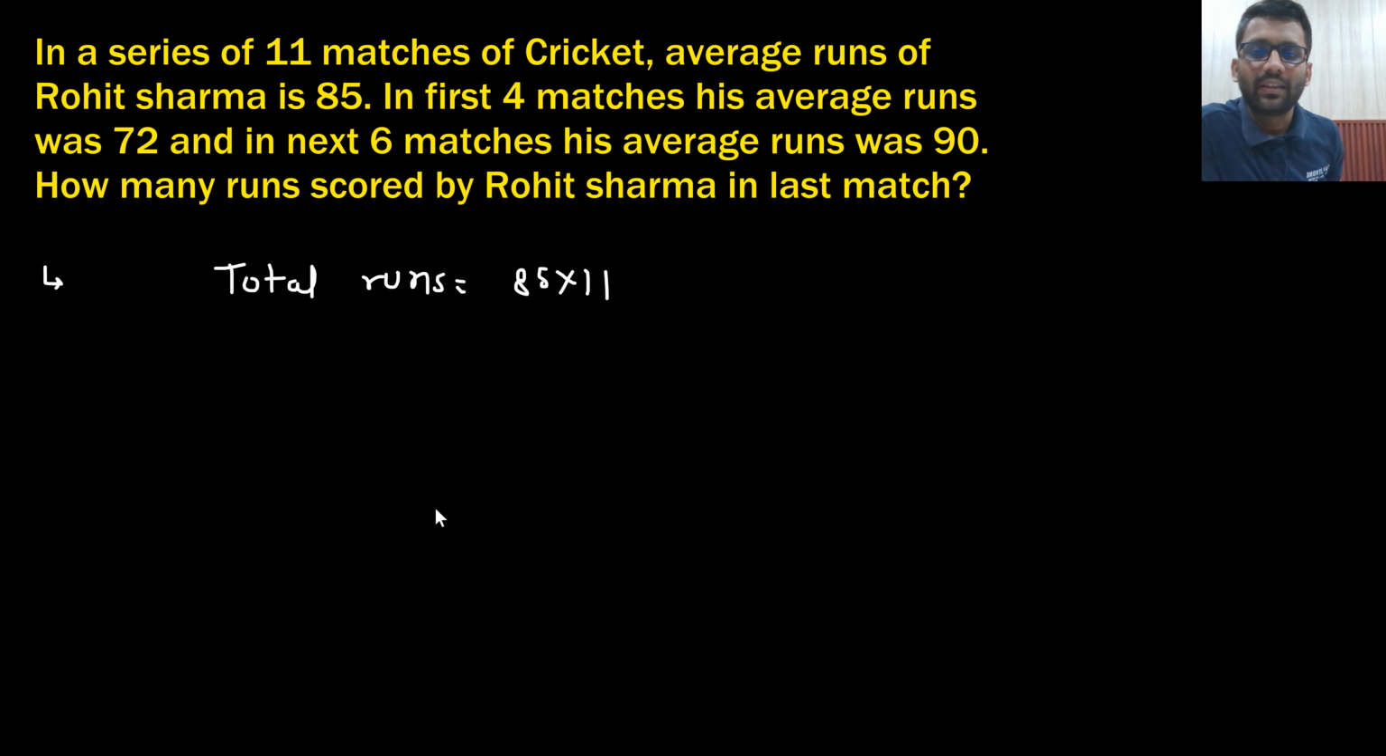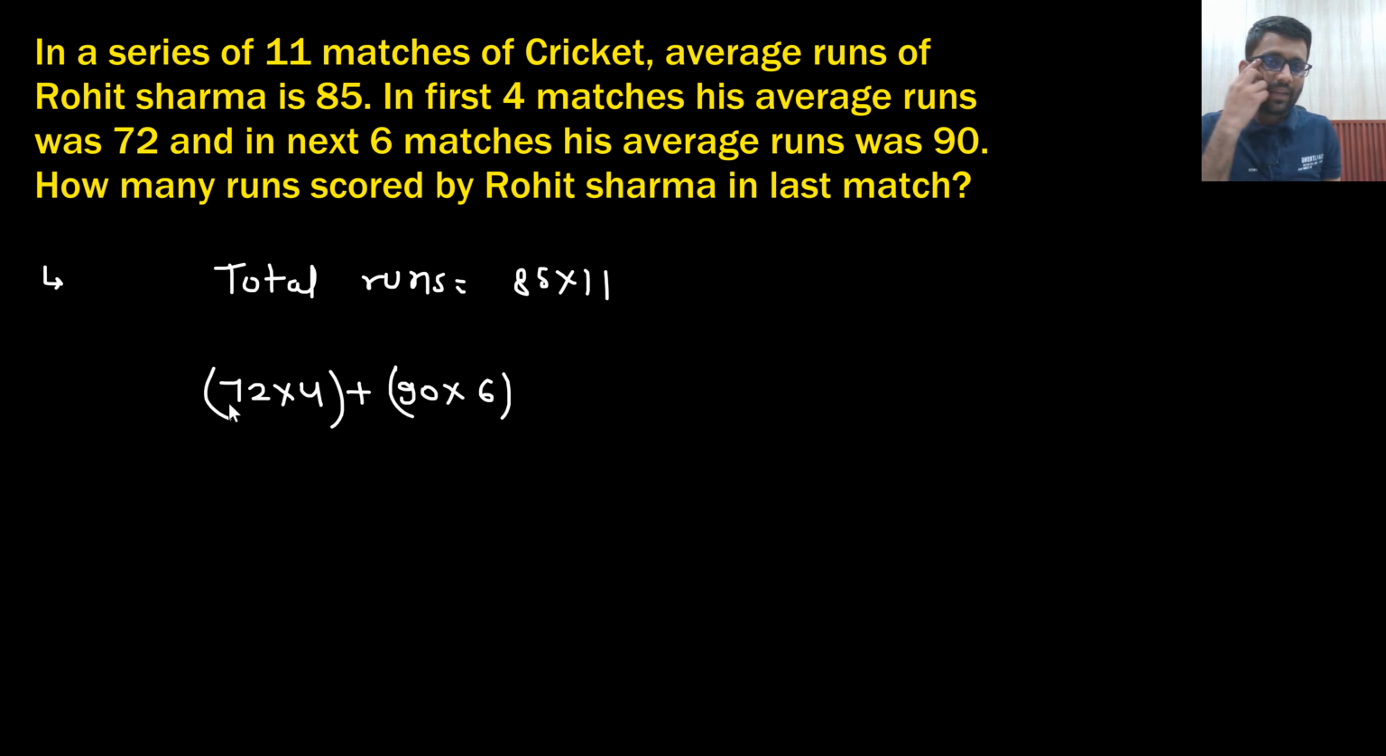85 into 11. In the first 4 matches, his average was 72. So in the first 4 matches, he has scored 72 into 4 runs. This much of runs he scored in the first 4 matches. In the next 6 matches, his average was 90. That means in the next 6 matches, he scored 90 into 6 runs.